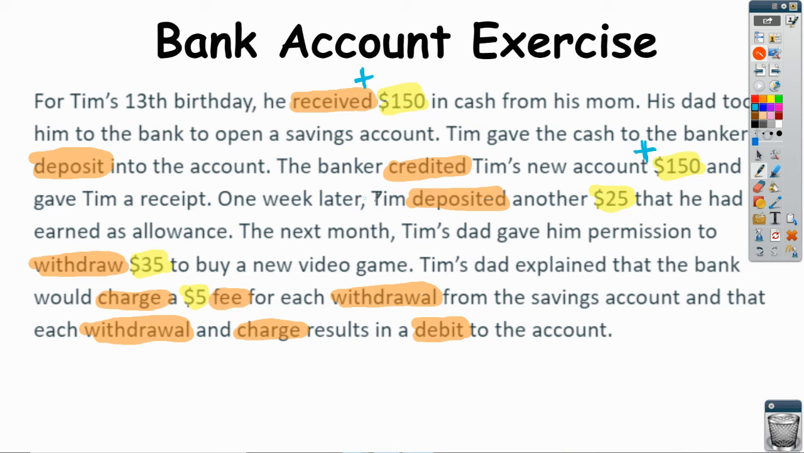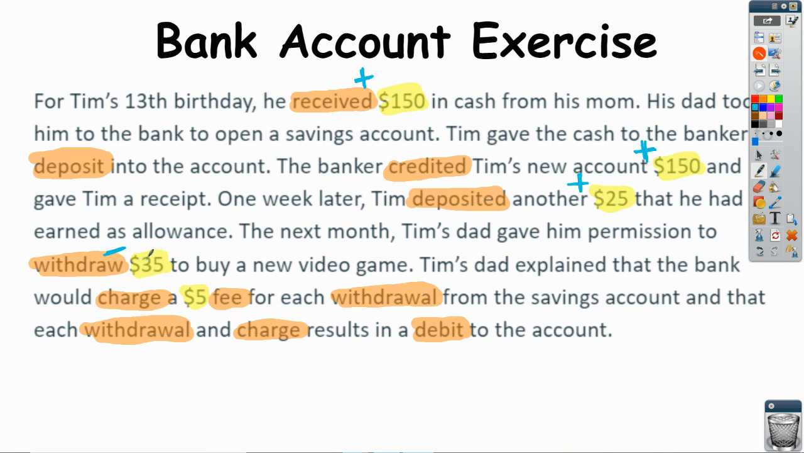A week later, he deposited another $25. Deposit is also a positive indicator word, so that must mean he put in another $25 in addition to the $150. Now, a little bit later, his dad gave him permission to withdraw $35. A withdrawal is a debit, or a negative amount to the account. He withdrew that money, he took it out, his bank balance went down.